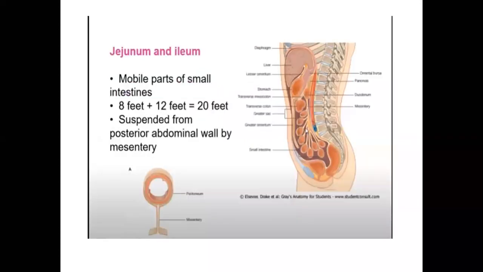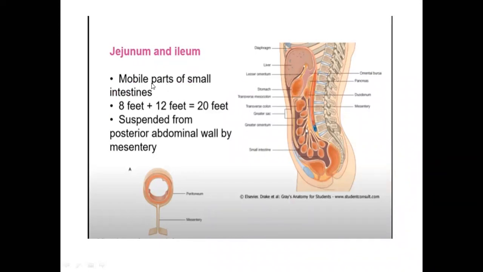Now coming to the second part of the small intestine. We have discussed till now the duodenum, all the parts of the duodenum, that is the first, second, third and fourth part. Then we have the jejunum and the ileum.